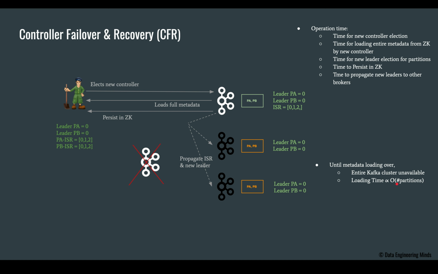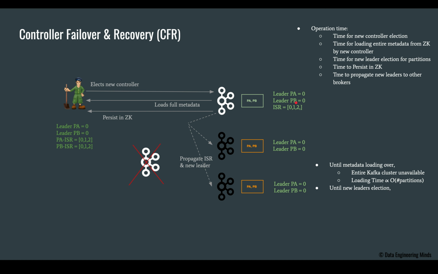That is, as the number of partitions increases, the amount of metadata stored inside the Zookeeper also increases, and hence the time required for loading this entire metadata from the Zookeeper by the new controller also increases. Once the metadata loading process is done, any producer or consumer traffic coming for the impacted partitions PA and PB will still be unavailable.